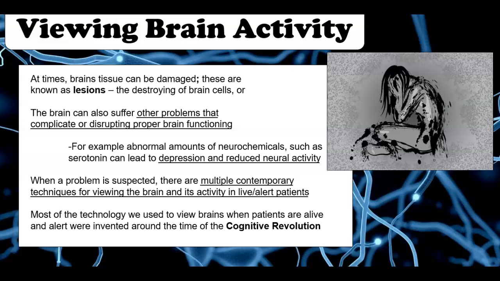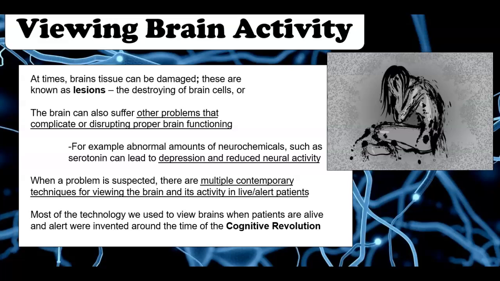Abnormal amounts of neurochemicals such as serotonin can lead to depression and reduced neural activity, right? So for some folks suffering from depression, it could be because of something that happens, or it could be this neurochemical issue, right? So the problem is suspected.